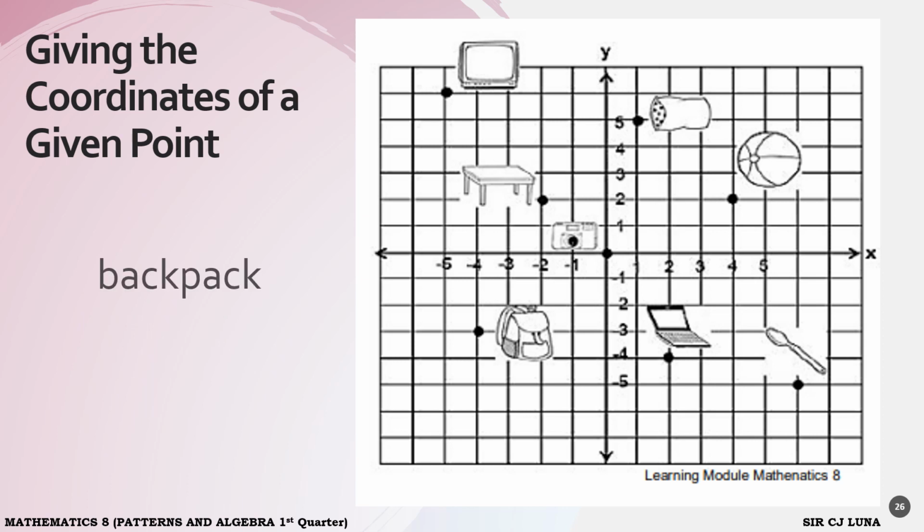Next item, we have the backpack. The backpack is in quadrant 3. It is located 4 units to the left of the y-axis and 3 units below the x-axis. Therefore, the coordinates of the backpack is (-4, -3).